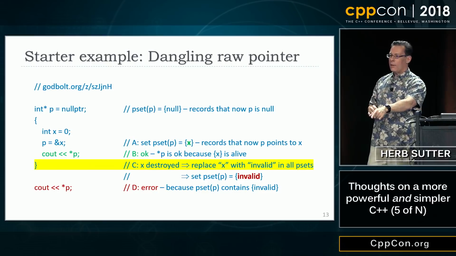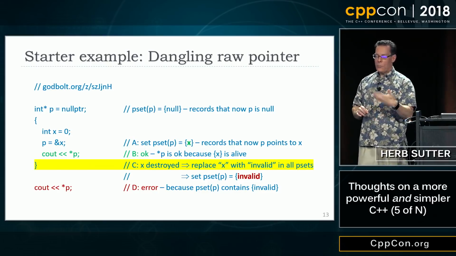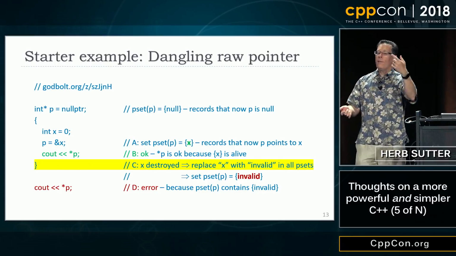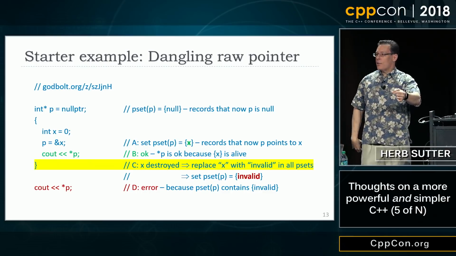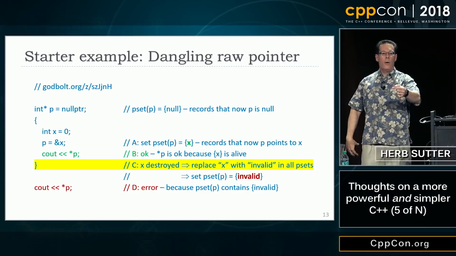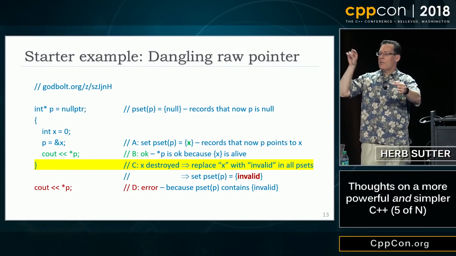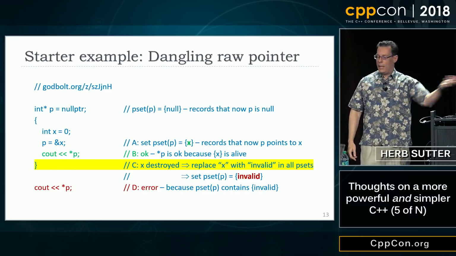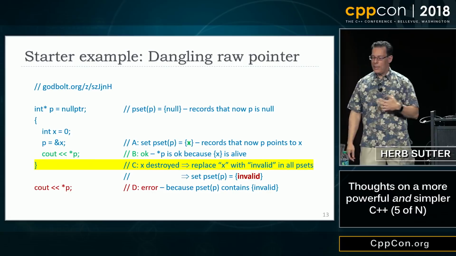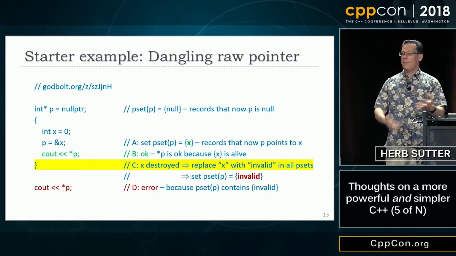And what happened at that close brace, line C? x was destroyed. So the rule is when a variable goes out of scope, when a variable is destroyed, in any p sets there are, all the p sets you've got going locally, anytime x is mentioned in one of those p sets, replace it with invalid. So in this case, we change the p set of p to invalid. And now when we try to dereference p, we get an error because p set p contains invalid.